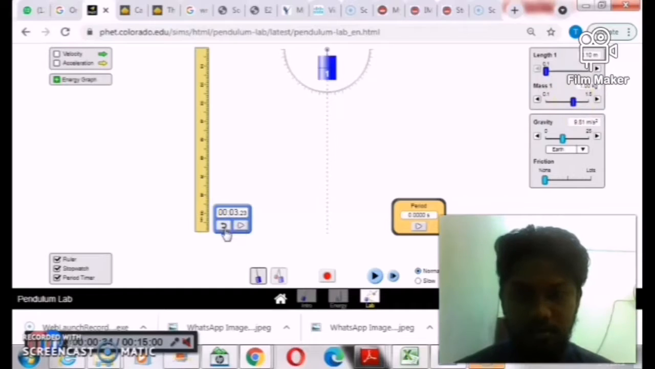So the timer, and this is the period timer, so it will calculate the period by itself. The amplitude we use is 10 degrees. Okay, so now we'll start our timer. If you notice here, the period timer has already calculated the period. So in order to calculate the time taken to complete 50 oscillations, we can multiply by 50 the value that we get from the period timer.